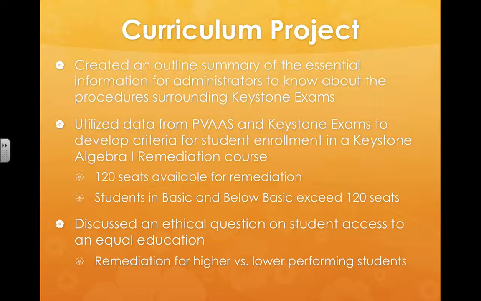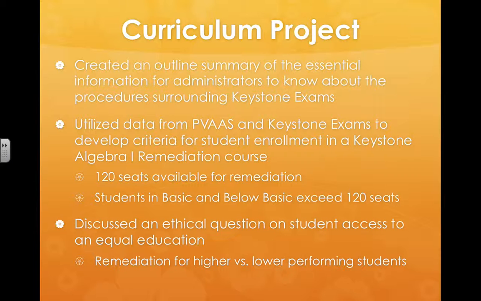One of the big issues that I found during the curriculum project was an ethical issue that I discussed with the director of education. What I found was, you have 120 seats, and I think we had close to 160 students that were basic or below basic. So when I talked to her, I said, the issue that I see is, do you focus on the top performing basic students and put them in remediation, because they're the ones that have the greatest chance of becoming proficient and helping the school meet the AYP?